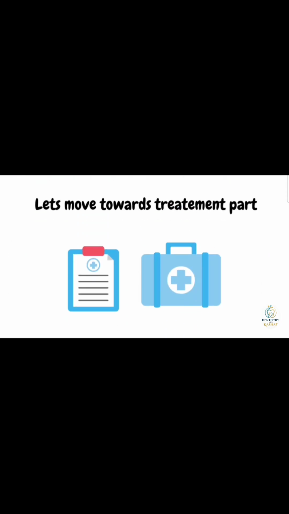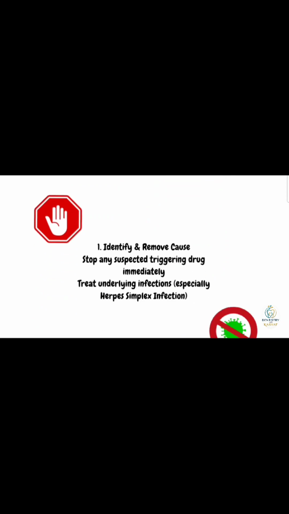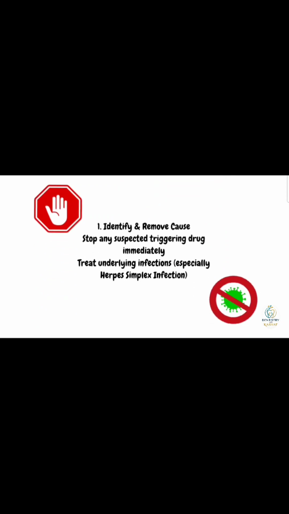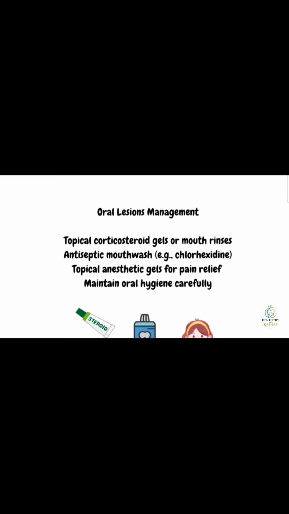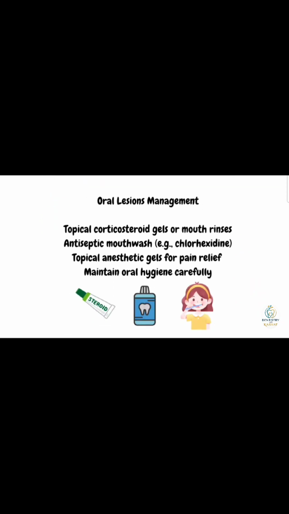Okay, let's move towards the treatment part, which everybody is waiting for. So we know the causes of this, mostly the infections and the drugs. You have to stop any suspected triggering factors immediately. Treat the underlying infection, especially herpes simplex virus. We said that is the main culprit. For oral lesions, like gingival lesions, lip swelling and lip lesions, of course you are going to treat them with a topical corticosteroid gel or mouth rinses, antiseptic mouthwashes like chlorhexidine, topical anesthetic gels for pain relief, and maintain oral hygiene carefully for these patients.